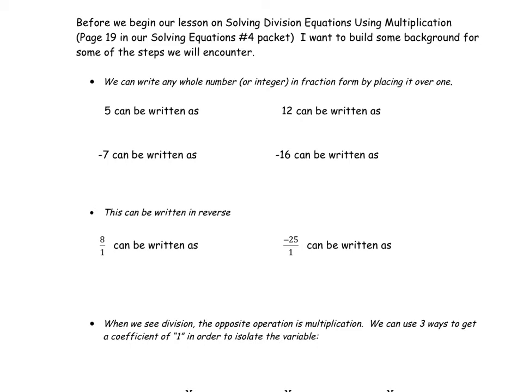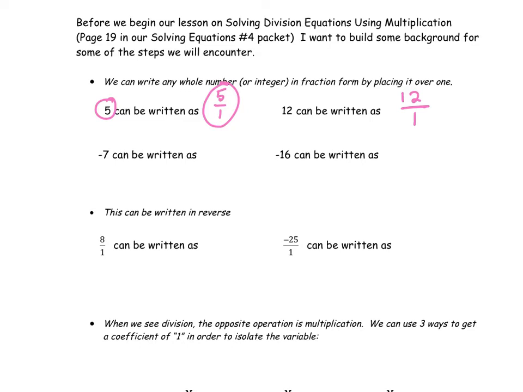If I can write 5 in fraction form, it would be 5 over 1. 5 divided by 1 is the same thing as 5. So this is the fraction way to say the number 5. And we're going to need to know that. So what do you think? How would we write the number 12 as a fraction? We can write it as 12 over 1.